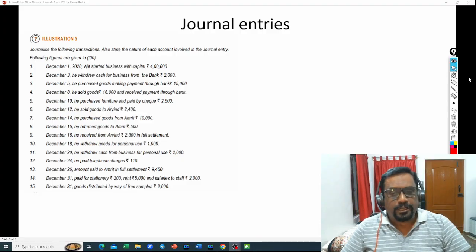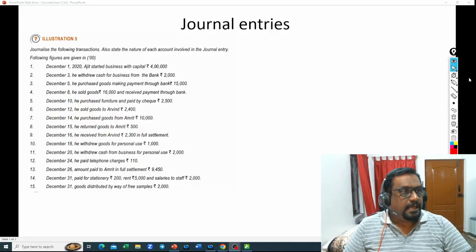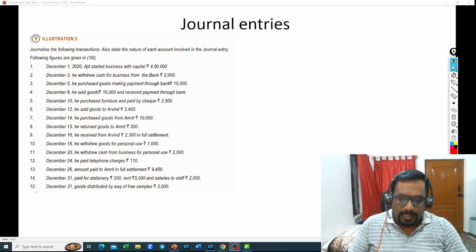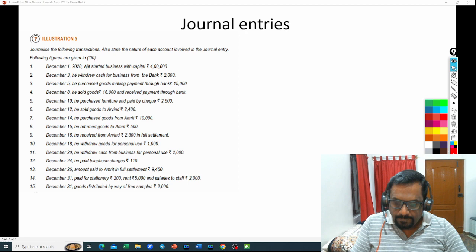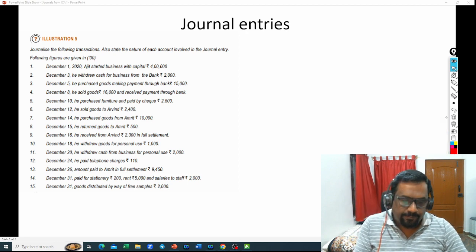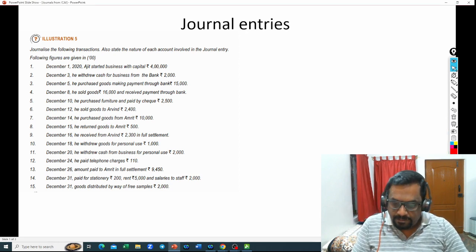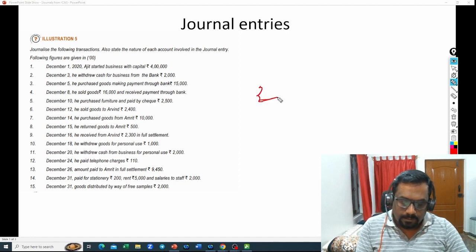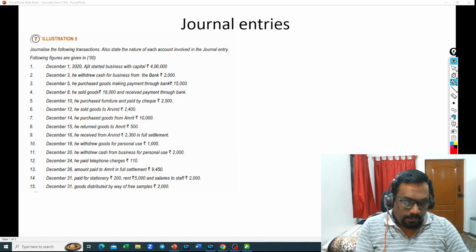Let us move on to the topic. Okay guys, let us look into this problem. As I said previously, this example I have taken from Institute material, fifth illustration. So what does the problem say?